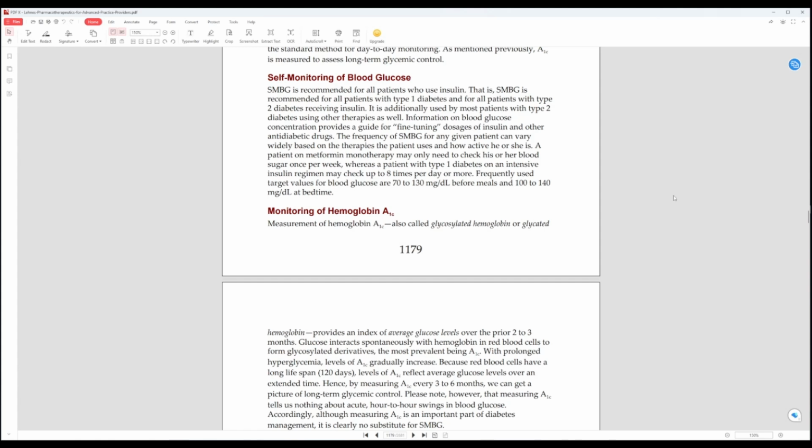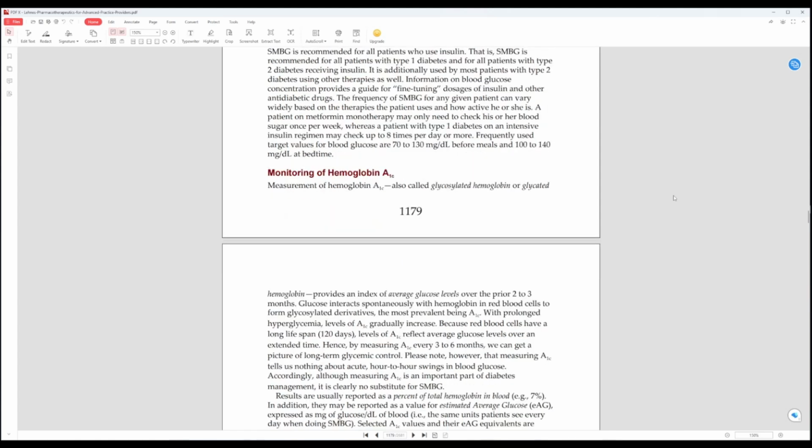The frequency of SMBG for any given patient can vary widely based on the therapies the patient uses and how active he or she is. A patient on metformin monotherapy may only need to check his or her blood sugar once per week, whereas a patient with type 1 diabetes on an intense insulin regimen may check it up to 8 times per day or more. Frequently used target values for blood glucose are 70 to 130 before meals and 100 to 140 at bedtime. So, the monitoring of hemoglobin A1C.